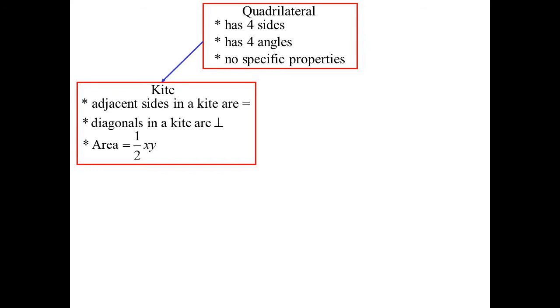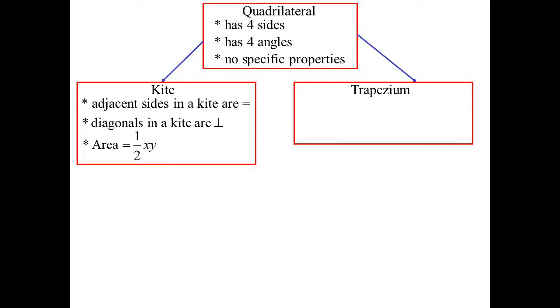It's actually the formula for a kite, but a rhombus is a type of kite, and that's why we can use it for a rhombus. Okay, let's branch out the other side to a trapezium, and that's where we have one pair of the sides are parallel. Don't know a heck of a lot, but we do have an area formula for it.